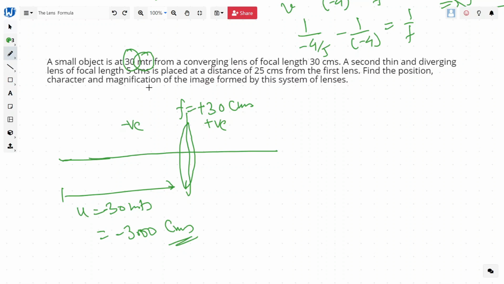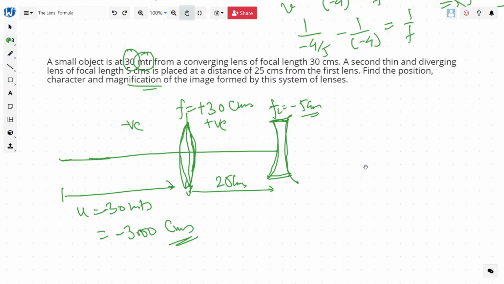Now a second lens which is thin and diverging of focal length 5 centimeter is placed at a distance of 25 centimeter from the first lens. So we have a second lens here, which is at 25 centimeters. Now it is a diverging lens, so focal length f2 is minus 5 centimeters. Find the position, character and magnification of the image formed by this system. So the way to do it is that first we pass the ray of light through the first lens, and whatever image is formed will be used for the second lens as an object. Okay, so we are going to do it step by step.